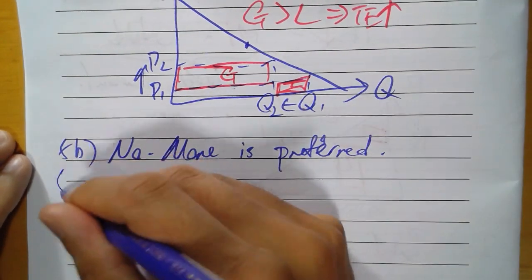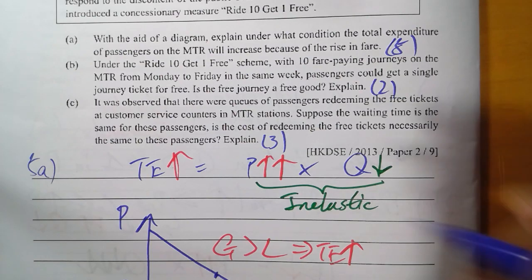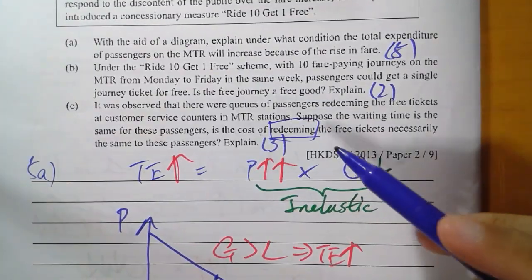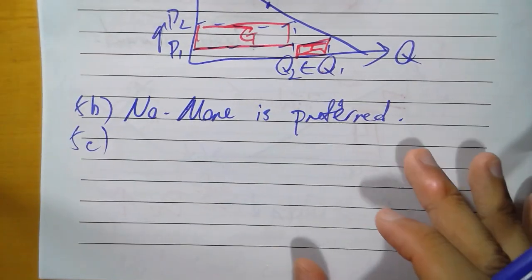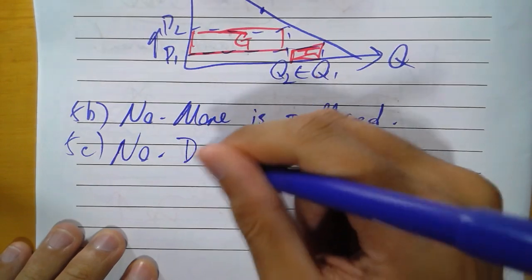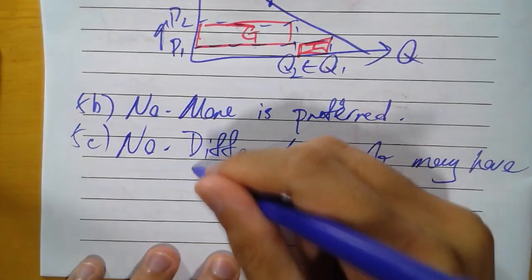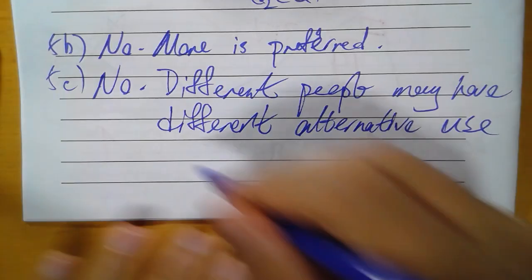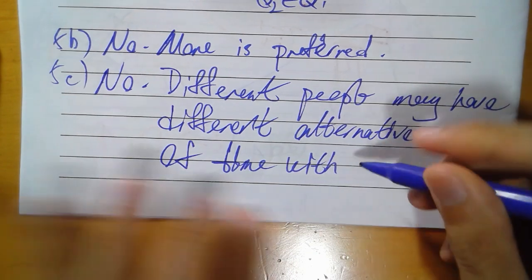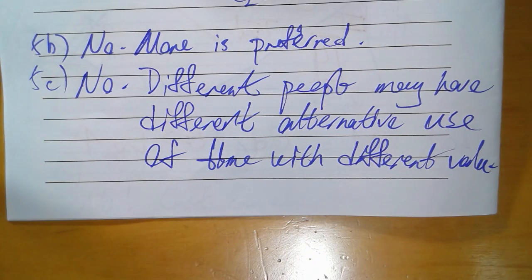Go back and see the first lesson. 5C, it says suppose the time required for the passengers to redeem the free ticket, the waiting time, is the same. So does it mean the costs are the same? Of course not. You have been doing this so many times. Of course no, because different people may have different alternative use of time with different value, right? So that would be the way we write it. This is chapter 1 material, so let us not waste time here.